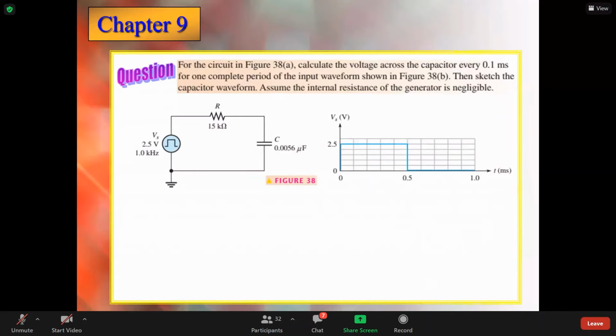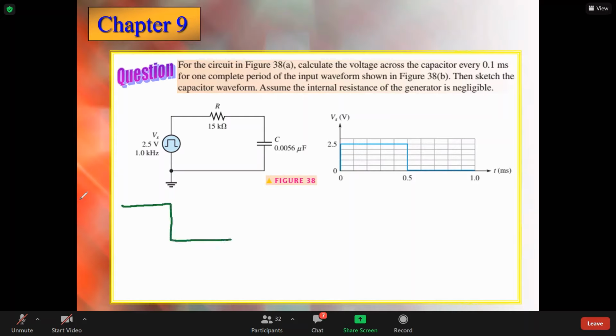Now, this question is a little bit different in the sense that rather than having a constant voltage source battery, we have a periodic pulse. And you know the periodic pulse means it is something like that. It will be high for a time, then it will be low, then high, then low, because it's periodic. It will keep on repeating.